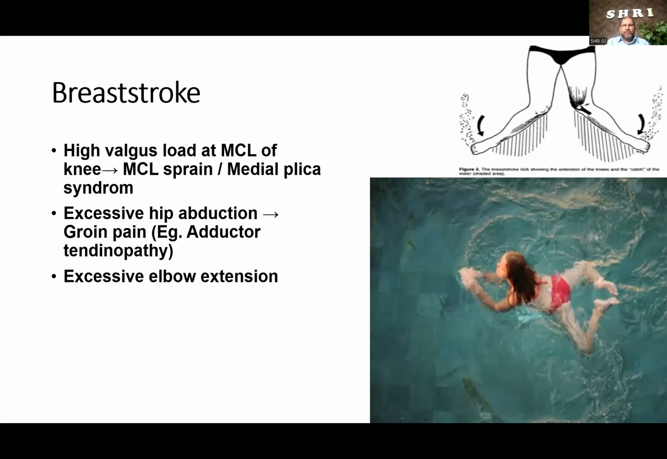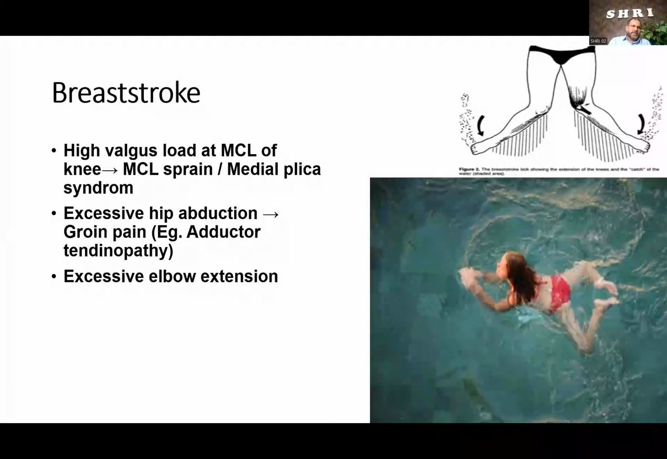So in this breaststroke, for medial knee joint pain, the main structures affected are the MCL, then the medial plica, and sometimes they might end up with patellofemoral pain syndrome and synovitis or capsulitis.